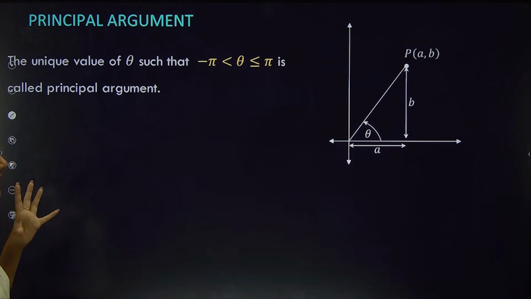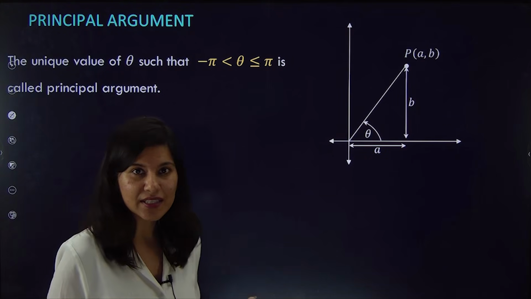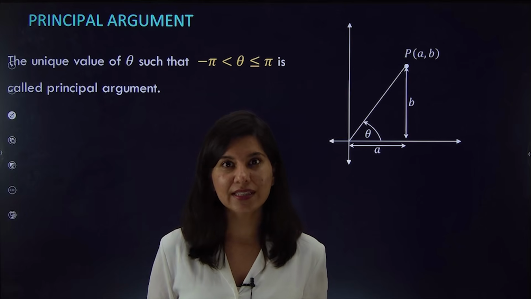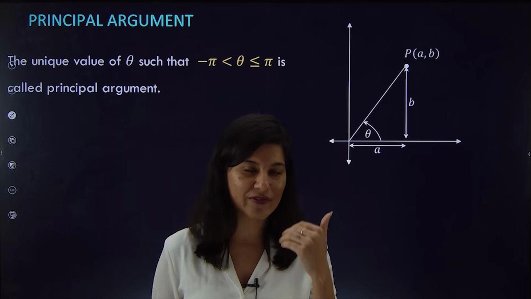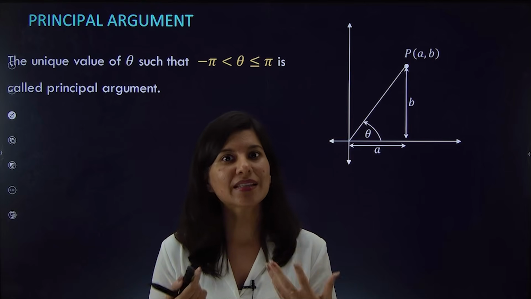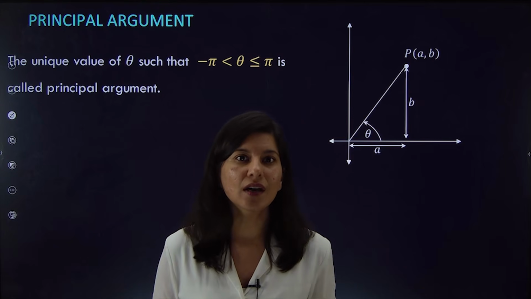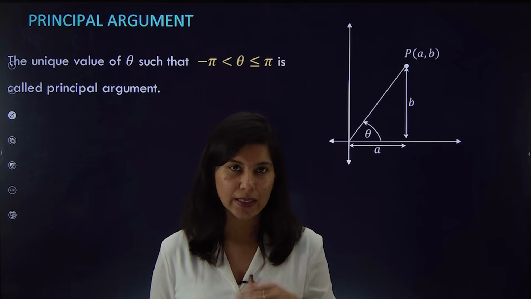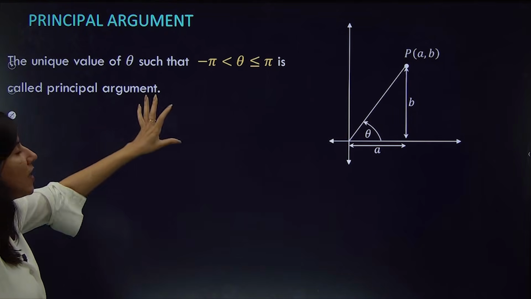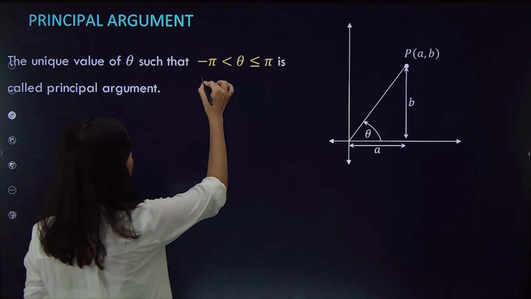Okay, so principal argument, basically the angle can be anything. If I say 30 degree, it's same as 360 plus 30, that is 390 degree. It will be same as 720 plus 30, that is 750 degree, right? But principal argument has a range fixed over here.